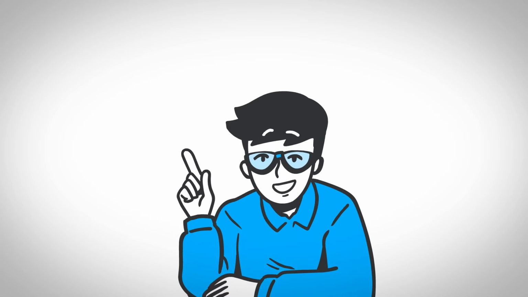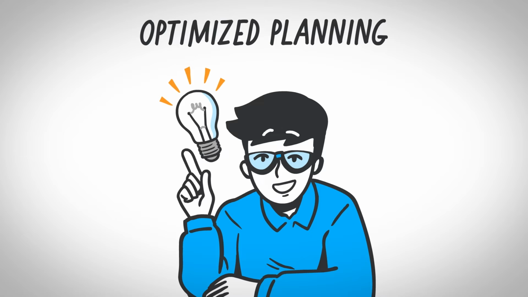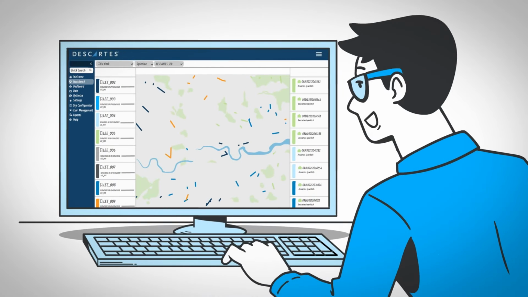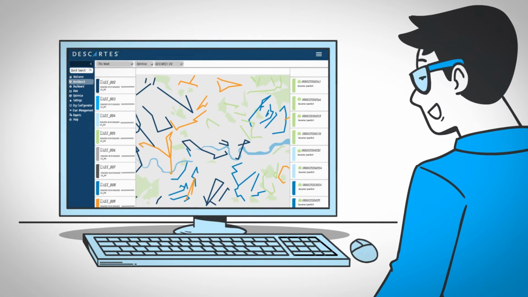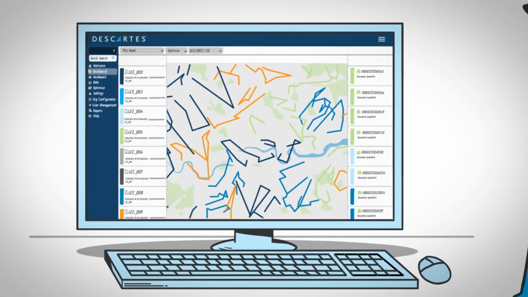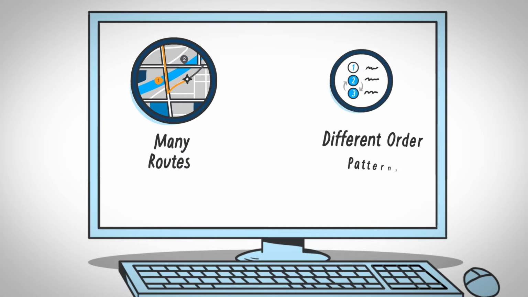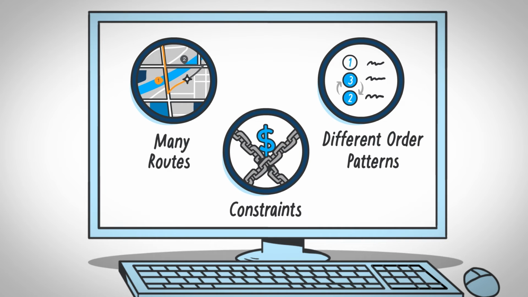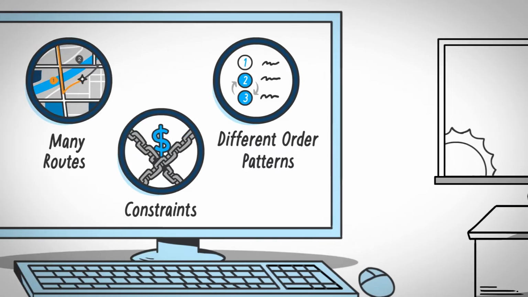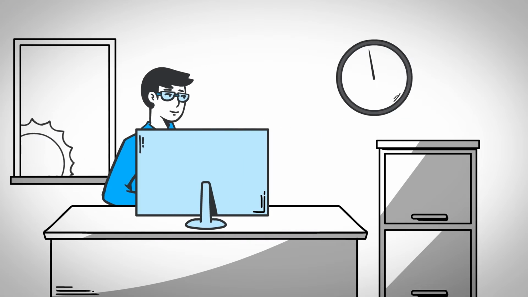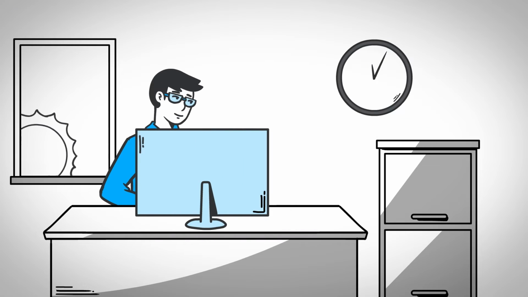A better option for Sam and his company is optimized planning. It's most often used to resolve cost or customer service issues. Optimized planning can factor in multiple routes and assets, changing order patterns and constraints to deliver the best possible plans that meet customer demand. Sam is happier and more confident using his new optimized planning solution.